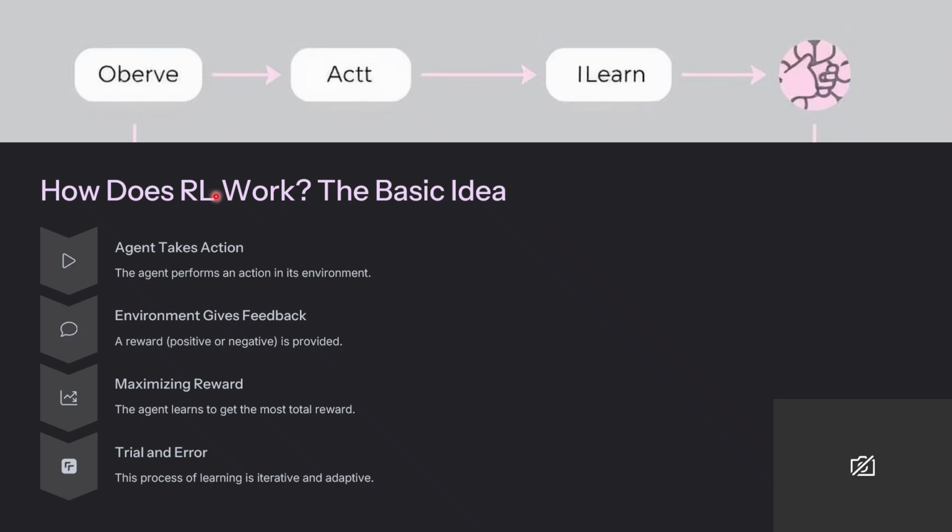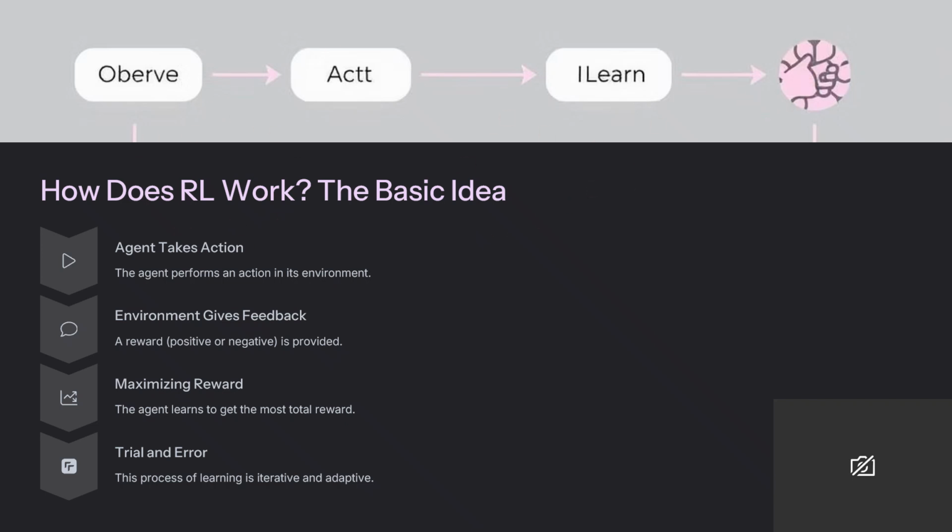So basically the agent keeps practicing, makes mistakes, and slowly becomes better by learning what works best. Over time, it figures out how to get the most rewards, and that's the goal. This is the goal of RL.